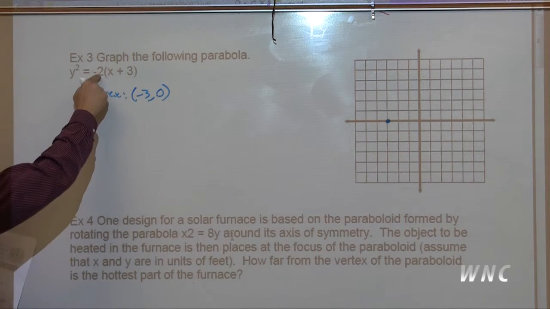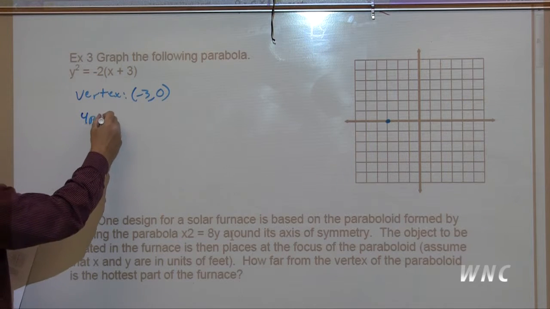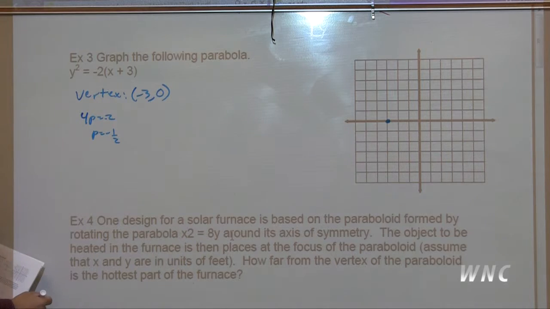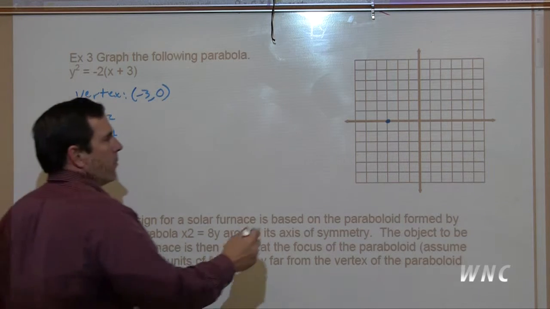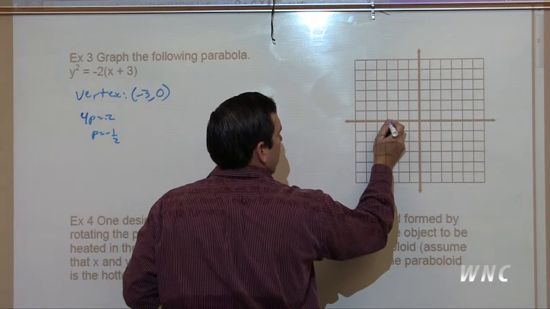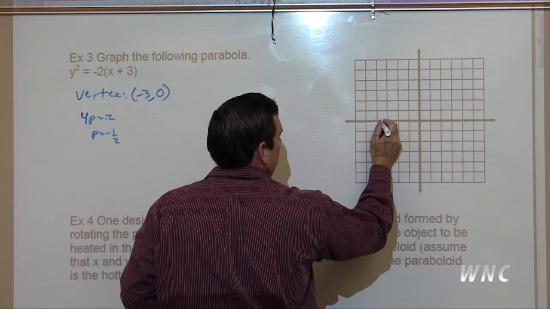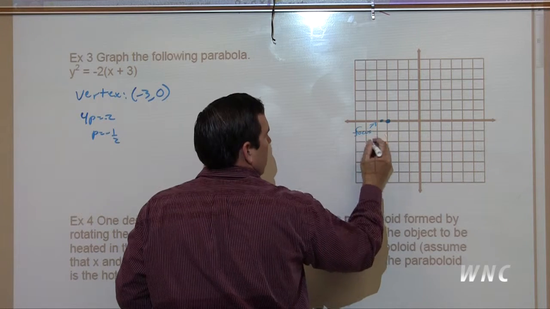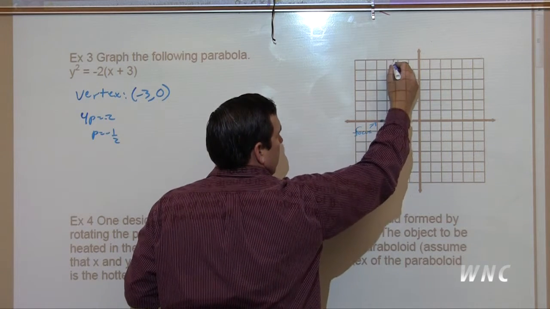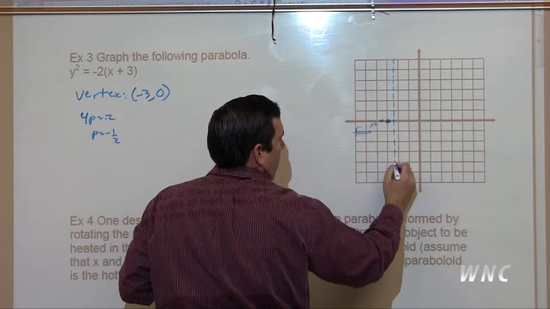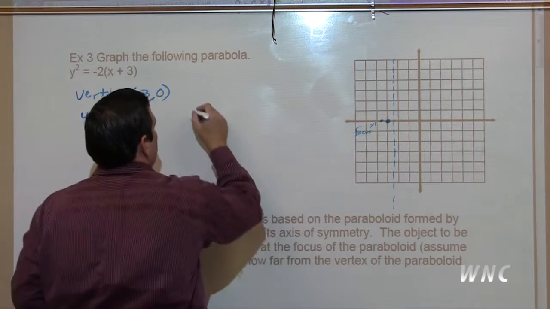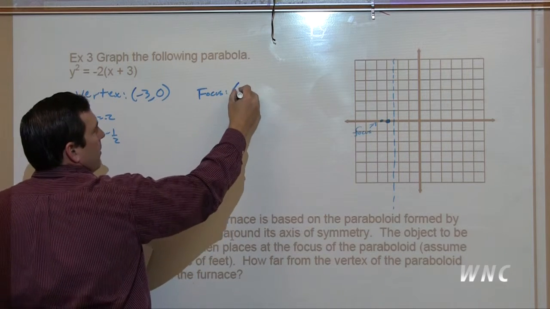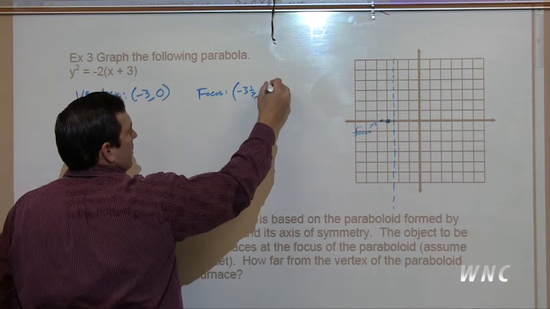Because our 4p is negative 2, p is negative 1/2. So p is negative 1/2. Because it's negative, it's going to open to the right. There's our focus, and our directrix is right behind it. The problem doesn't ask us to find this, but I'm going to state it anyway. The focus is going to be negative 3.5 comma 0.